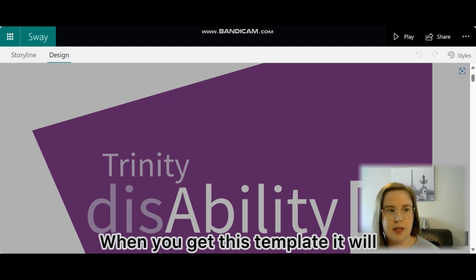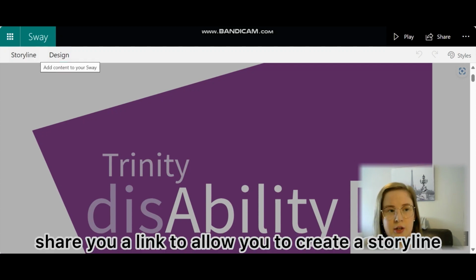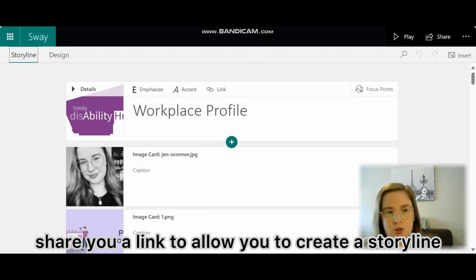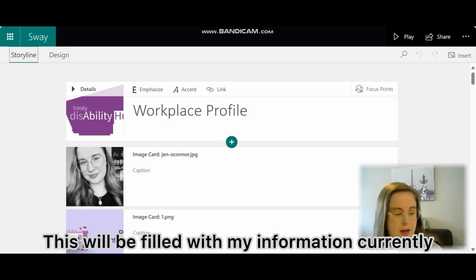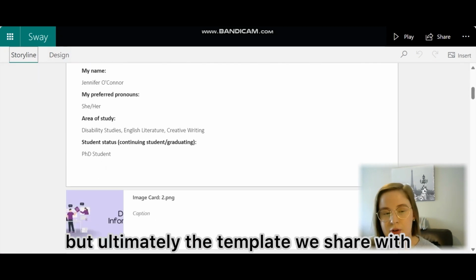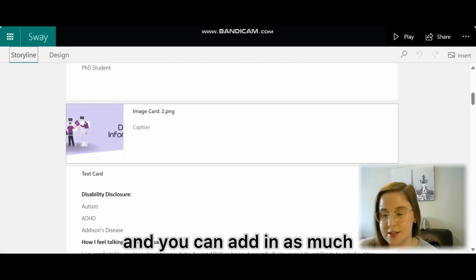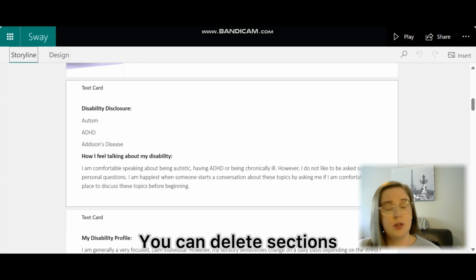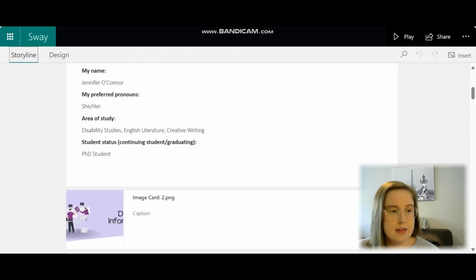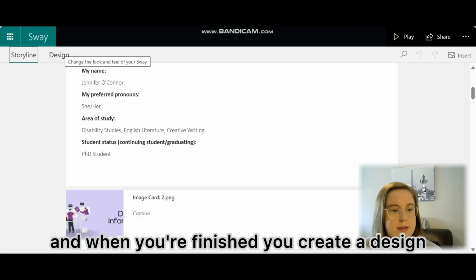When you get this template, it will share you a link to allow you to create a storyline. This will be filled with my information currently, but ultimately the template we share with you will be blank, and you can add in as much or as little information. You can delete sections, you can add things, and when you're finished, you create a design.